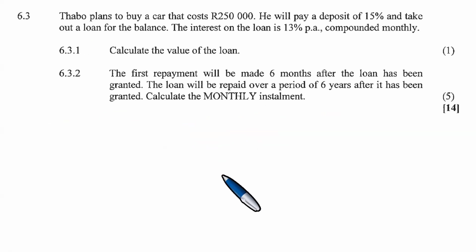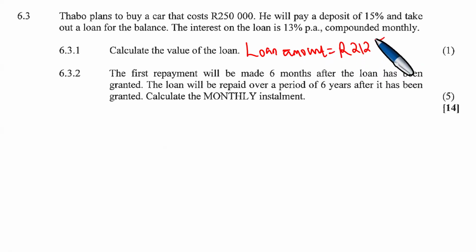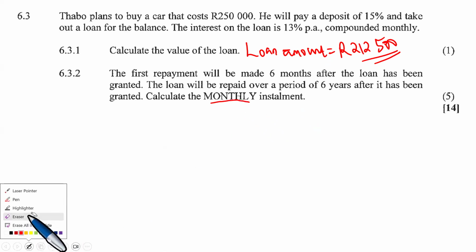So if we know that the loan amount here is 212,500. The first payment will be made 6 months after the loan has been granted. The loan will be repaid over a period of 6 years after it has been granted. Calculate the monthly installment. The examiner even put capital letters for the word monthly.